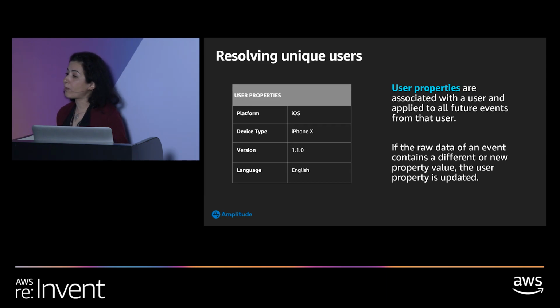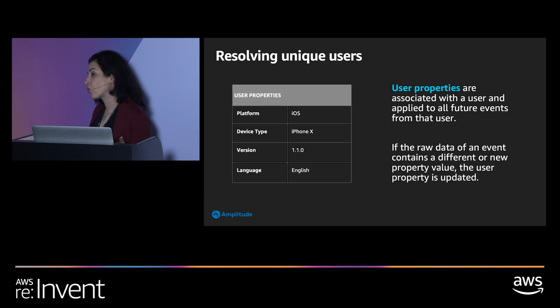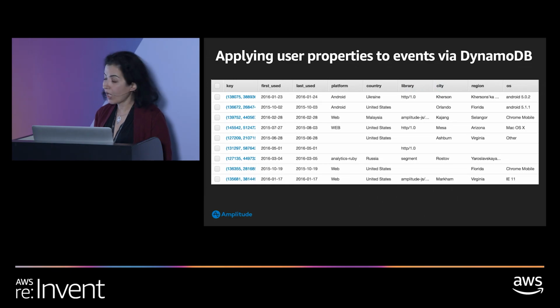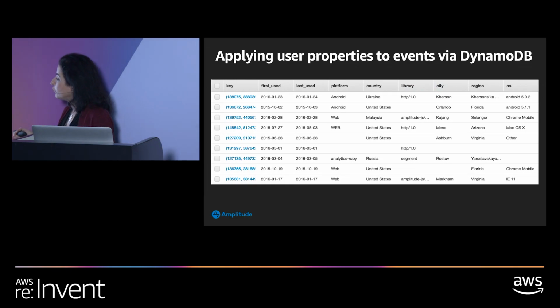When later on I go back to San Francisco, if it sends a location, again, that is San Francisco, then that would be added to the user property, so the future event would have the right location. Our user, actually the Amplitude user, can go to our UI and see the user attributes.